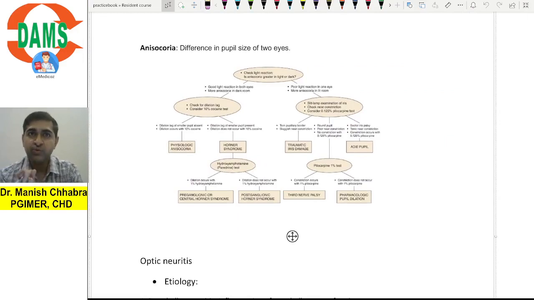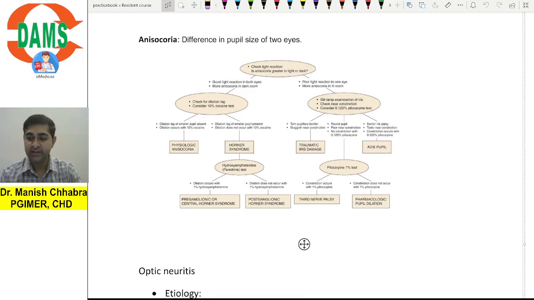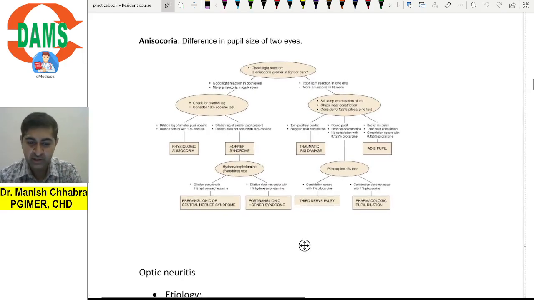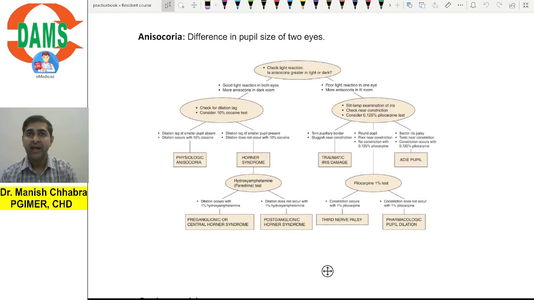I'm now going to discuss causes of anisocoria. If there is a case of anisocoria, how will you reach the conclusion, right? So this is one of the most tricky topics in neuro-ophthalmology, and I'm going to simplify it for you. Now, you just have to listen to me. Everything is written, right? Just focus.